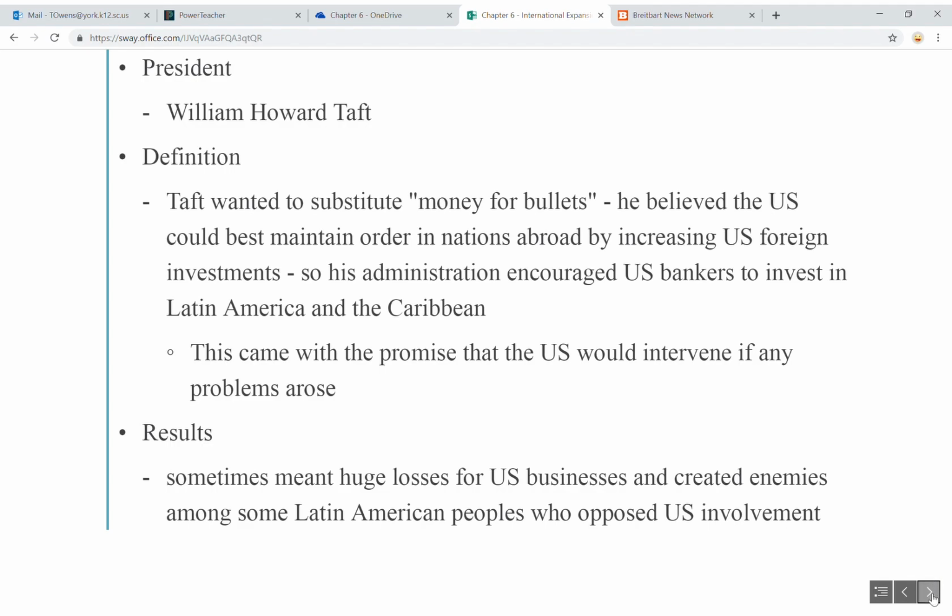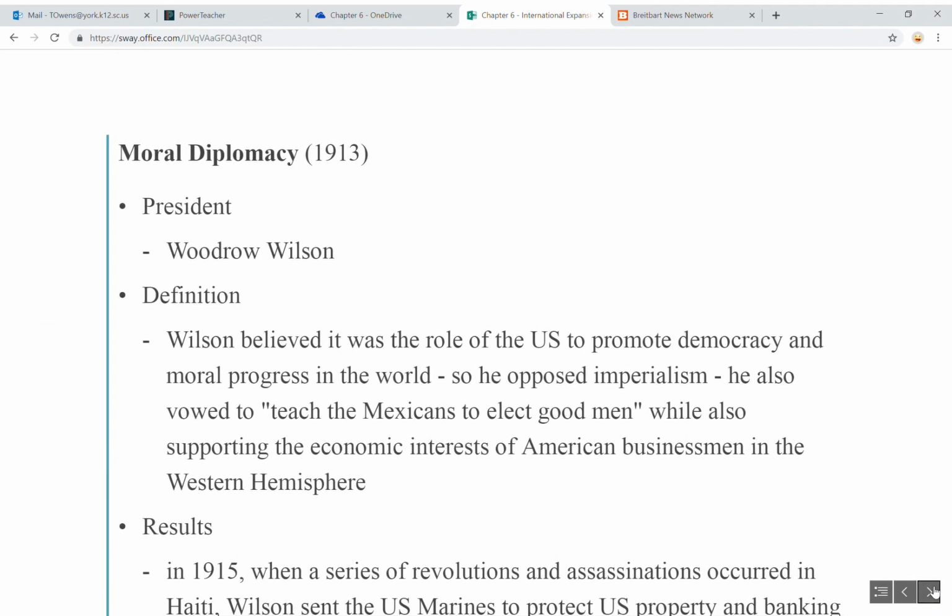And again, even though it was meant to solve some of the issues that existed, it really ended up creating new ones. And you did see Taft having to send the military into, I believe it was Haiti, when the resentment actually led to a rebellion. And so it was not as peaceful, I guess you could say, as he really wanted it to be.